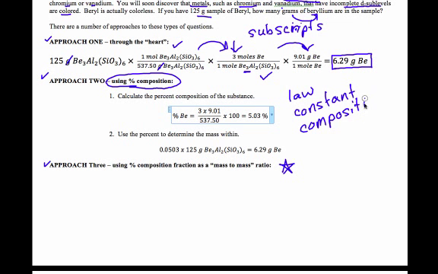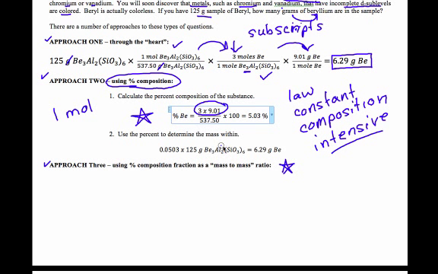So what we're really doing in this step is calculating the percent composition based on 1 mole. Since this is an intensive property, we can assume whatever we want. But if we assume 1 mole, then the mass of the part, there's 3 berylliums times 9.01, divided by the whole, that's 1 mole of the beryl, and then times 100, and we get 5.03%. So it doesn't matter how much of that beryl we have, 5.03% of it is beryllium.